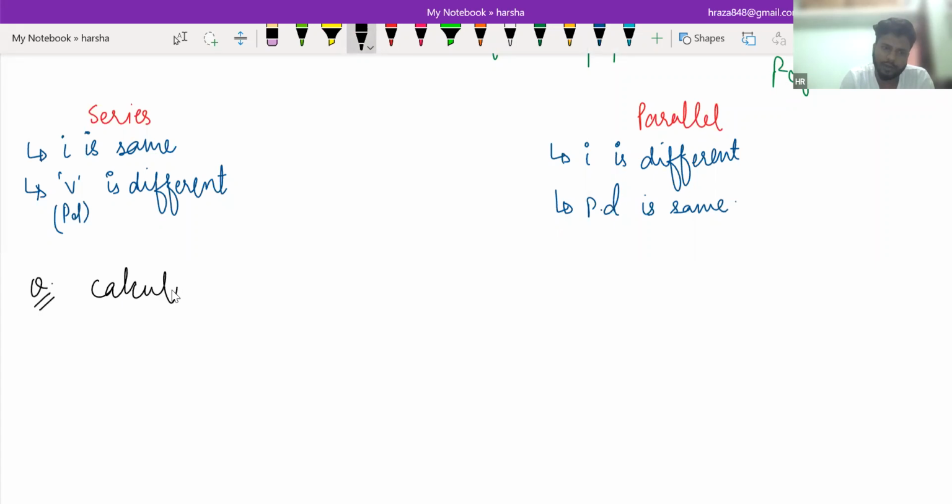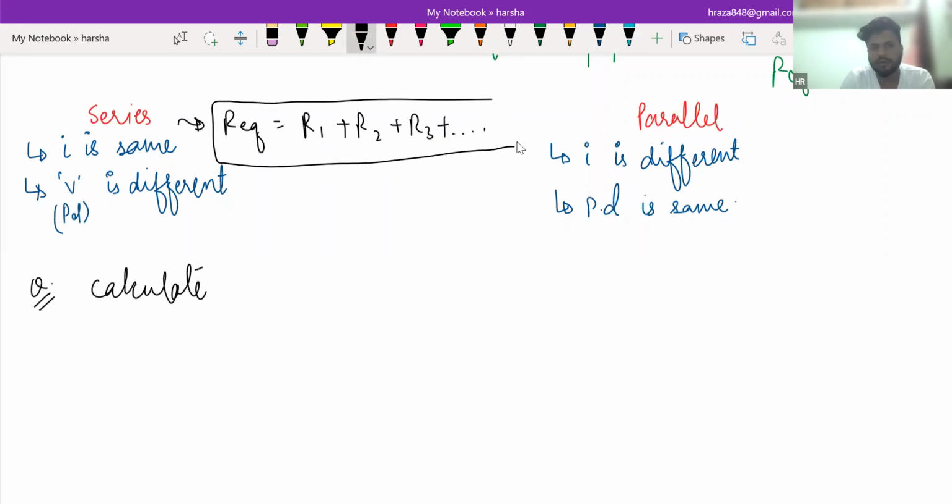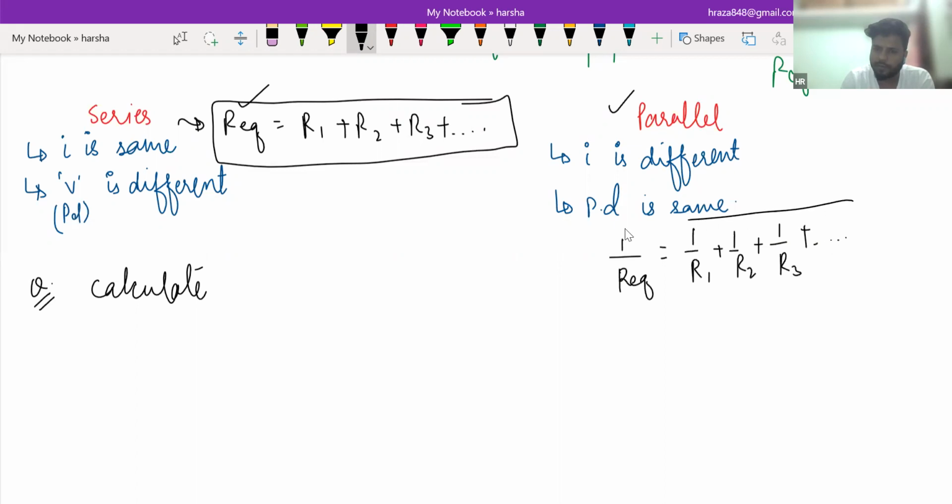Write a question. Also, how to calculate equivalent resistance in series. R equivalent will be equal to add all the resistance like this, dot, dot. This R equivalent will be equal to sum of all the resistance. And how to calculate equivalent resistance in parallel? What I told you, that 1 upon R equivalent is equal to 1 upon R1 plus 1 upon R2 plus 1 upon R3 plus this. And you can easily calculate the value of R equivalent. Then you will get the equivalent resistance in parallel.